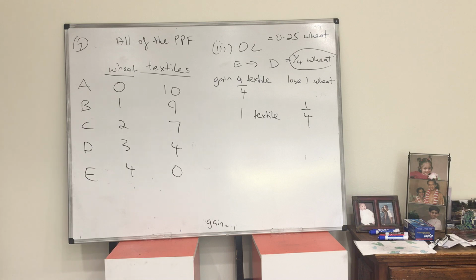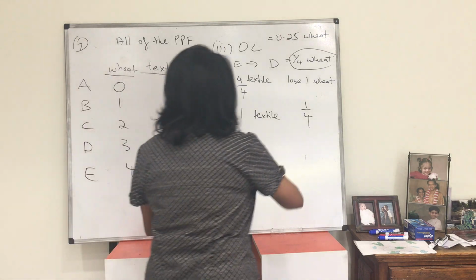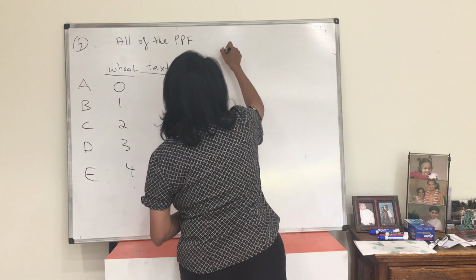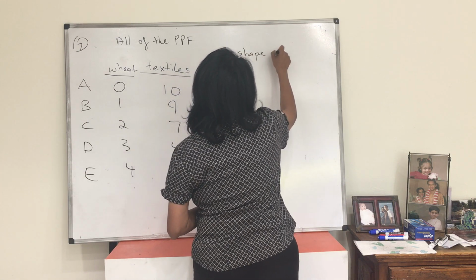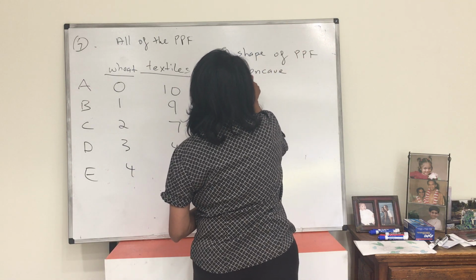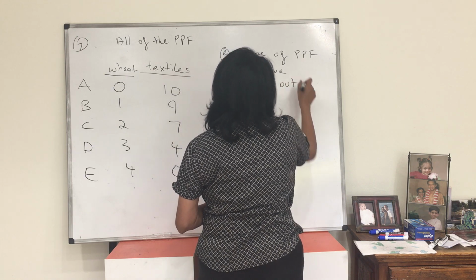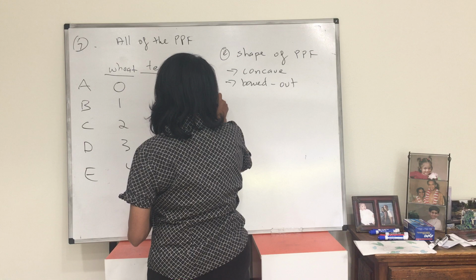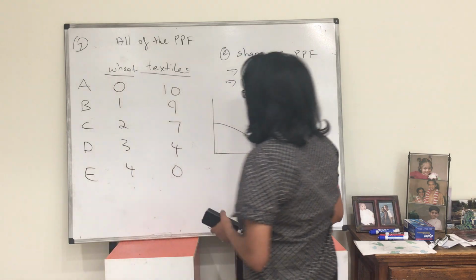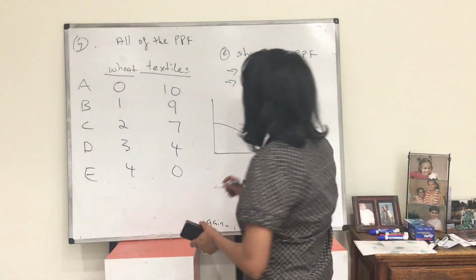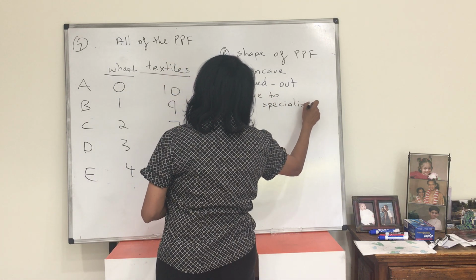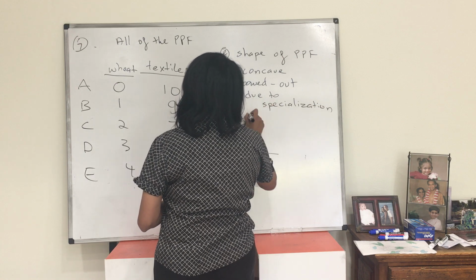So the next point all about the PPF is the shape of the PPF. Let's talk about the shape of the PPF. In this case, the shape was concave. Some books call this bowed out. So the shape of concavity is basically due to something called specialization.